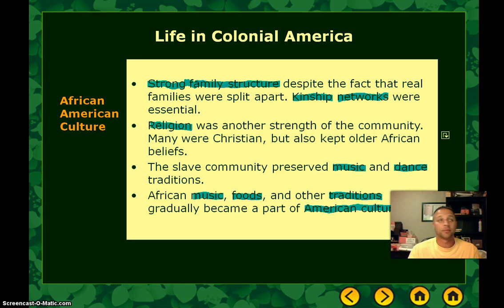Also, the slave community preserves music and dance traditions from Africa, and many of the musical, food, and other cultural markers from Africa that slaves held on to actually become major parts of American culture. Most of the music that you guys listen to, whether it's country, rock, or hip hop, is a direct descendant of Black American music and Afro-Caribbean roots.